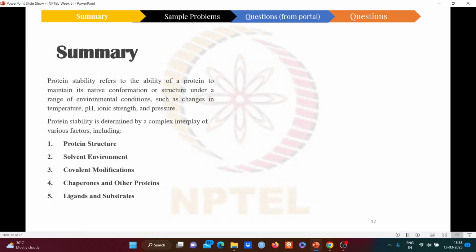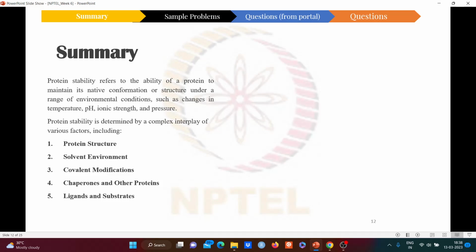Okay, from here on I'll be moving to protein stability. So protein stability refers to the ability of a protein to maintain its native conformation or structure under a range of environmental conditions such as changes in temperature, pH, ionic strength, and pressure. The stability of a protein is important for its function as well as for design of protein-based drugs or therapies.